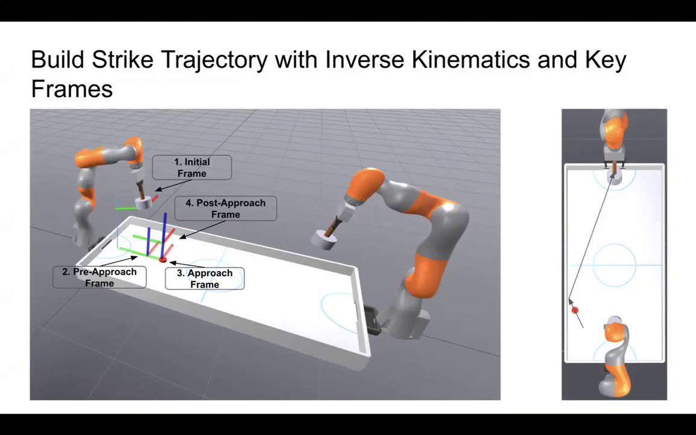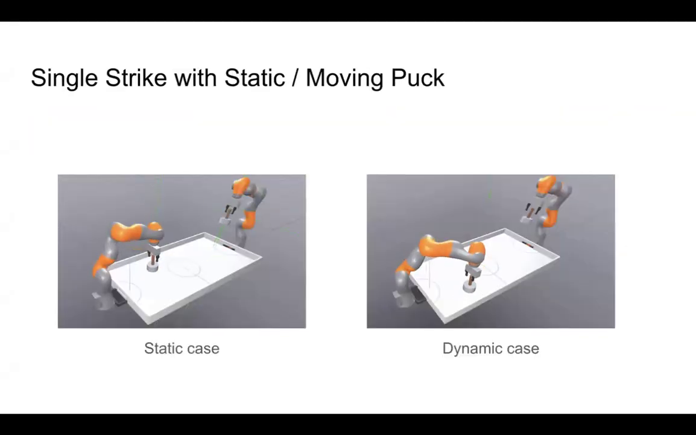A special case is when the puck is very close to the wall, we just use the wall to reflect it to the goal. And we test our strategy in static and dynamic cases. We can see that our strategy can successfully strike the puck into the goal.